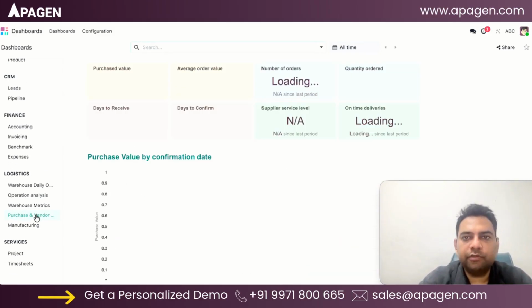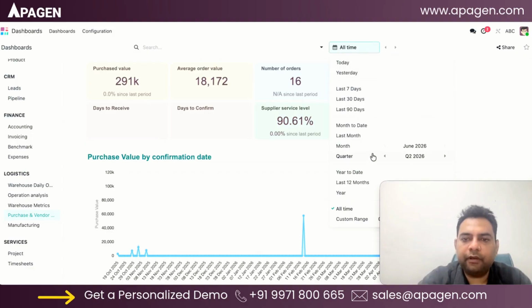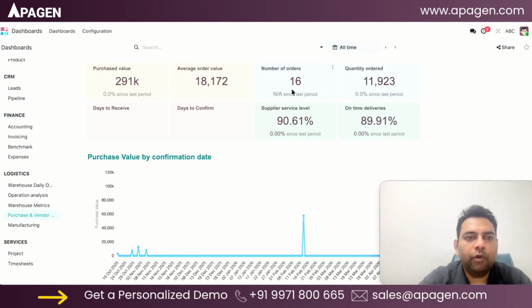Odoo's Purchase Dashboard provides us the provisions to show all the data that we need from a CFO's point of view. We are looking at a specific period, so you can filter a specific period here. What is the overall purchases, average order value, total number of orders, quantity, and what has been the delivery supplier service level, that means the quantity he has been able to deliver based on what has been ordered? And on-time deliveries in terms of what was promised lead time and what was received.